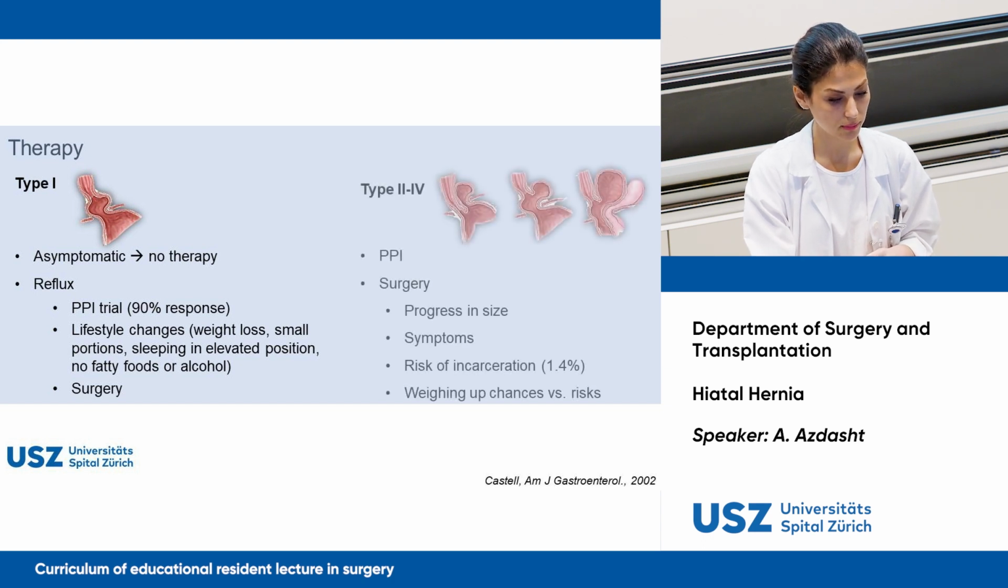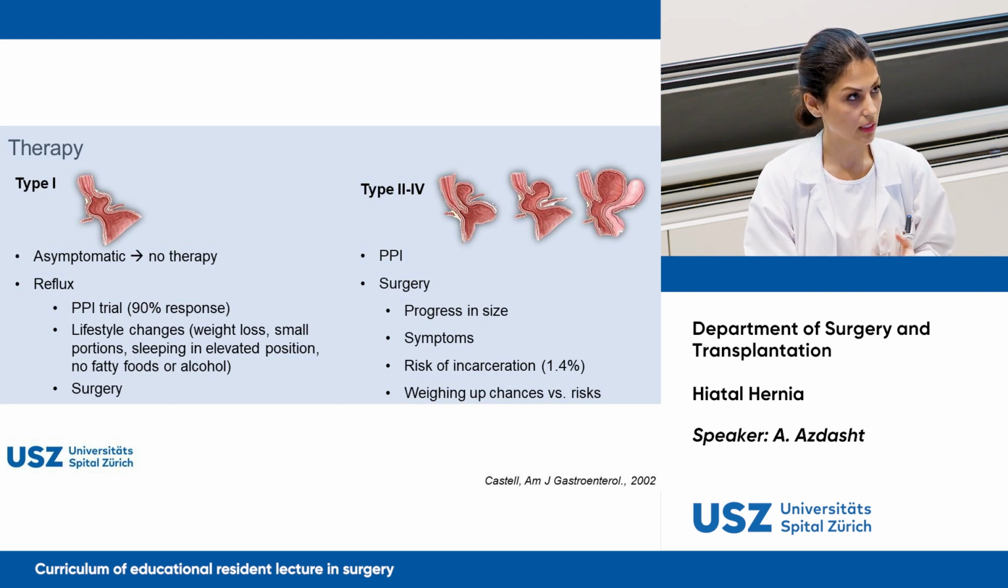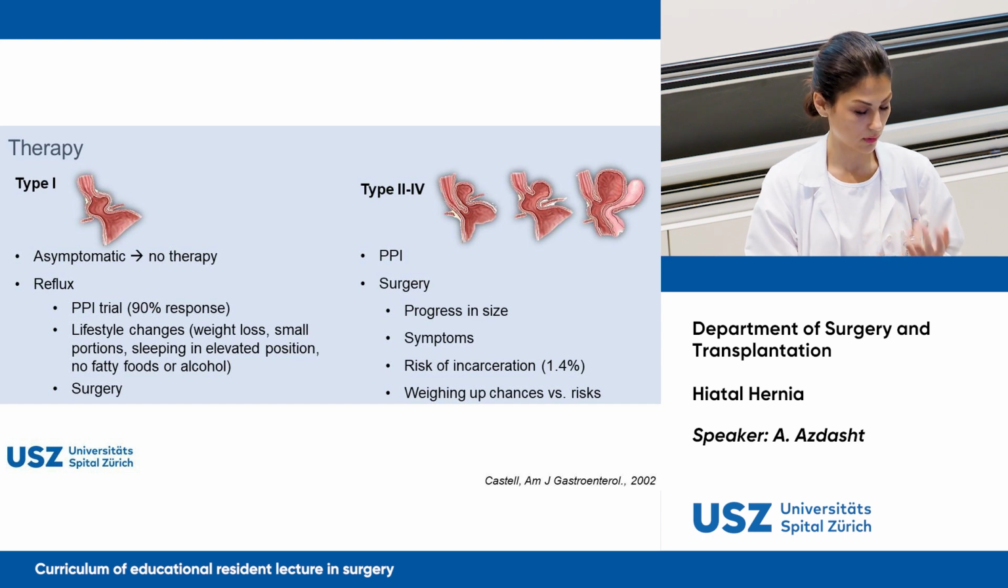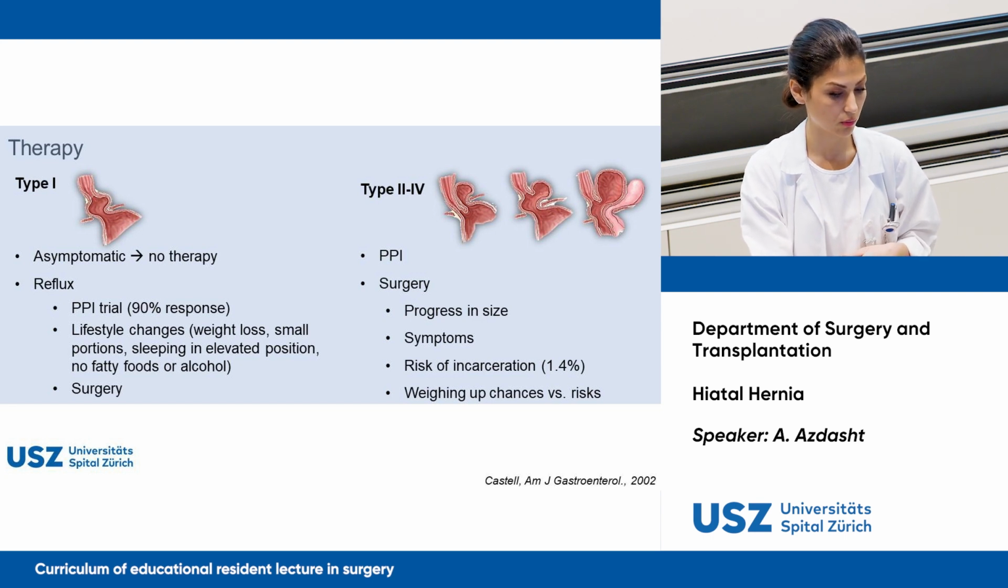In type 2 to 4 hiatal hernias, we also go for PPI. Actually, the indication for surgery is given here in symptomatic patients because they can have a progress in size and also a risk for incarceration. But I have to say the risk of incarceration is below 2%, so actually it is justifiable to just go for watchful therapy.